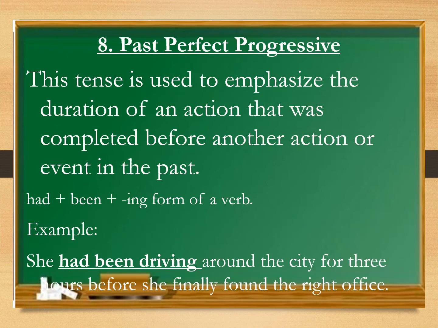Number 8, we have the past perfect progressive. This tense is used to emphasize the duration of an action that was completed before another action or event in the past. Example: she had been driving around the city for 3 hours before she finally found the right office.